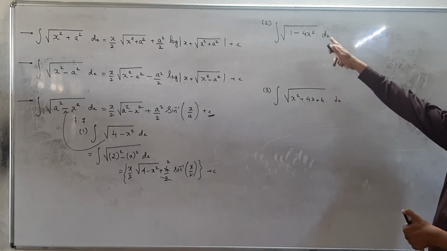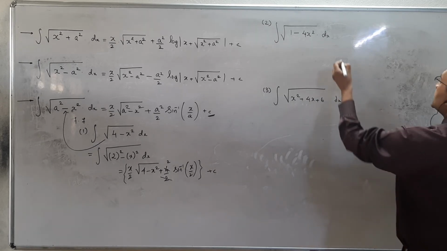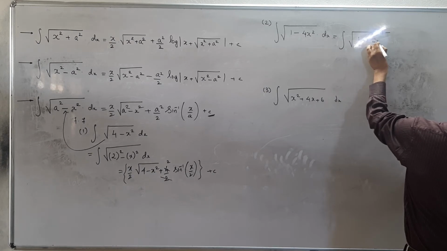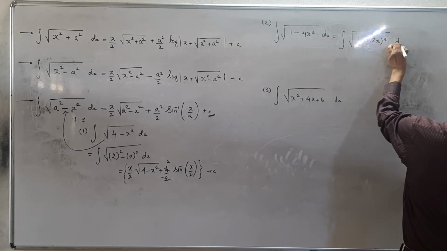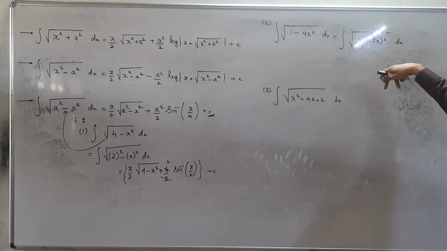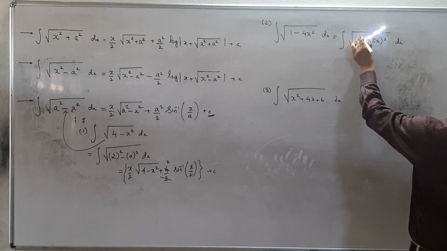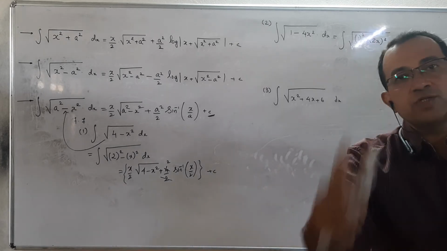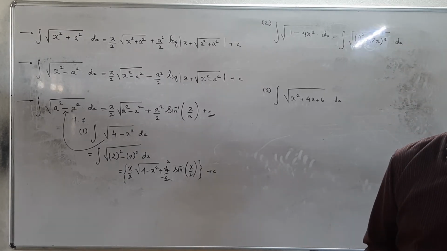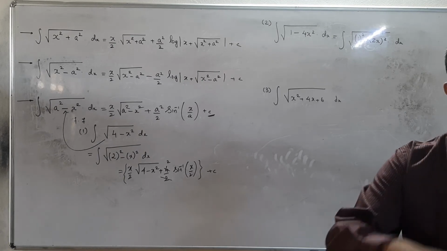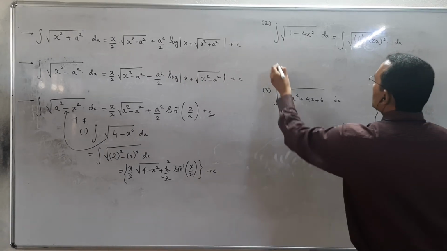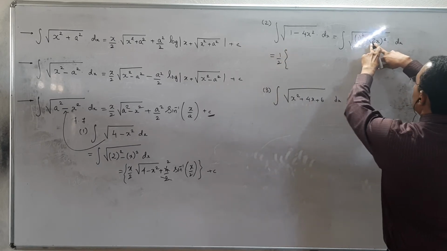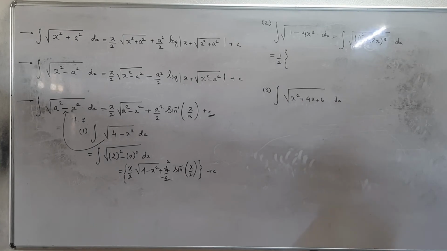Now, in the second question, I write this as integral of under root of 1 minus (2x) the whole square dx. So the same formula, 1 is written as 1 square, so this becomes a square minus x square dx. The only thing which we have to remember is to divide by the coefficient of x, which is 2 throughout. So 1 by root 2. Why 1 by 2? Divide by the coefficient of x throughout.